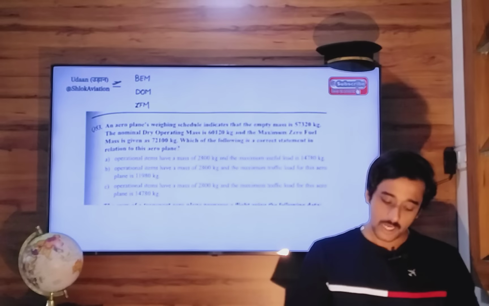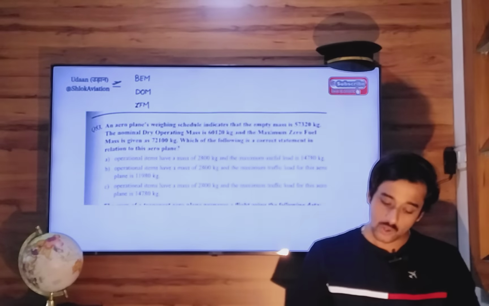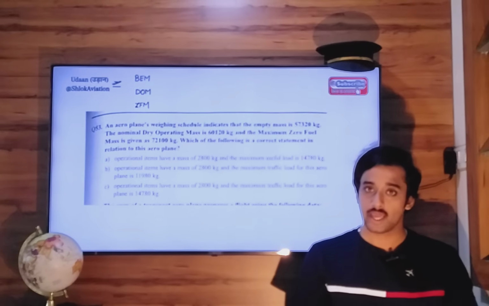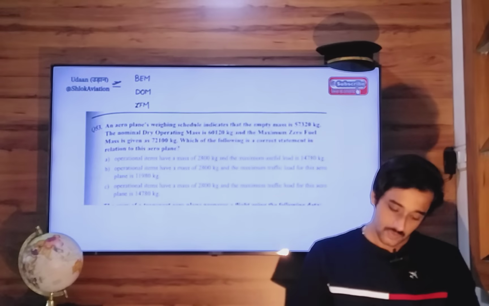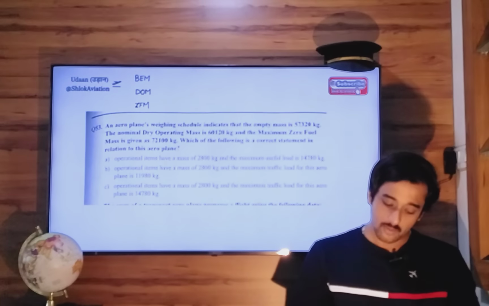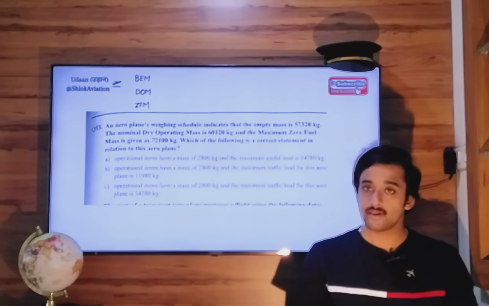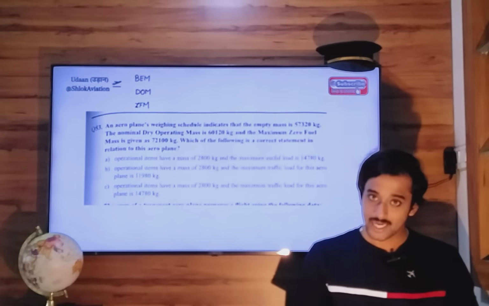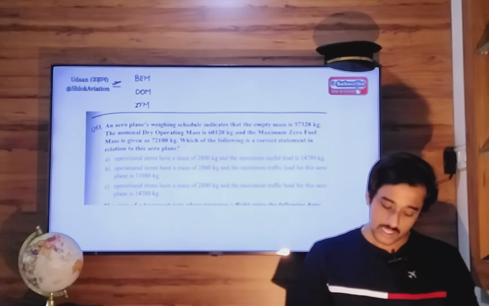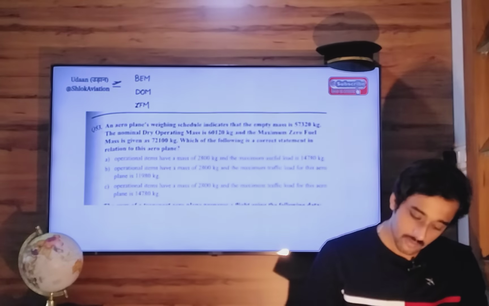Option A: operational items have a mass of 2,800 kg and the maximum useful load is 14,780. Next is: operational items have a mass of 2,800 kg. Traffic load for this airplane is 11,980. Operational items a mass of 2,800. Maximum traffic load is 14,780. Now what is the value of basic empty mass?